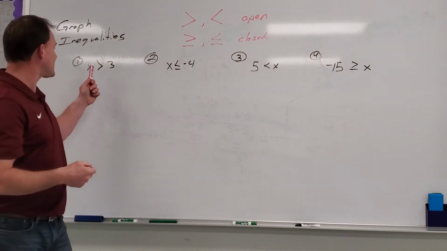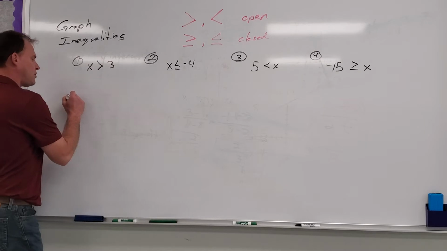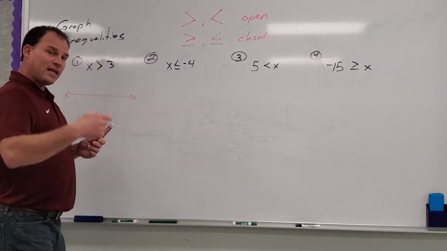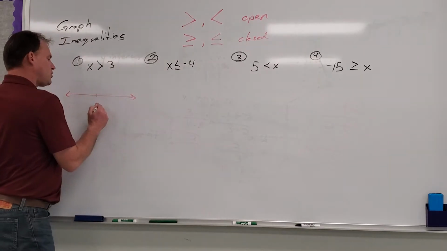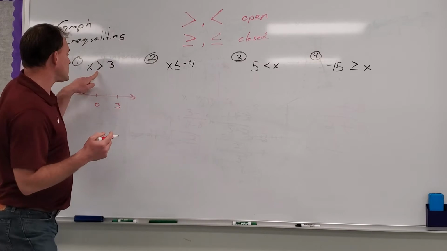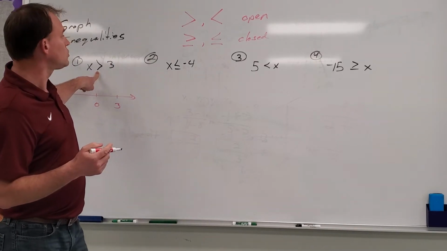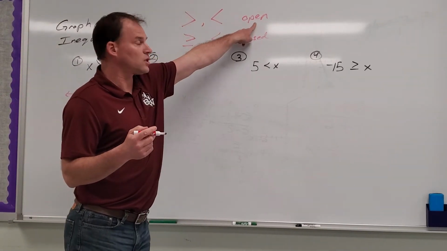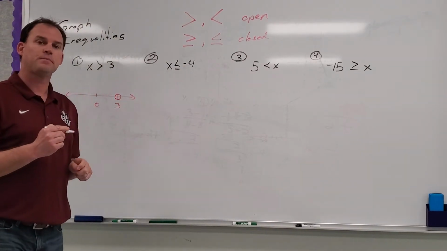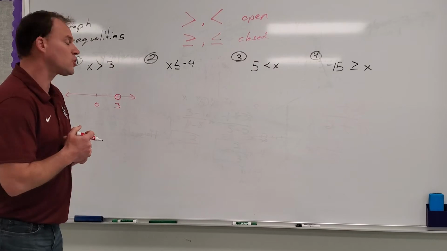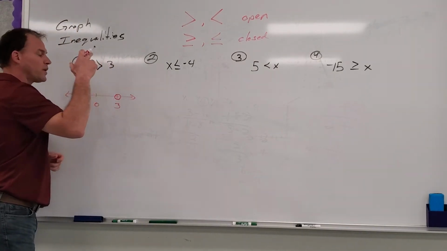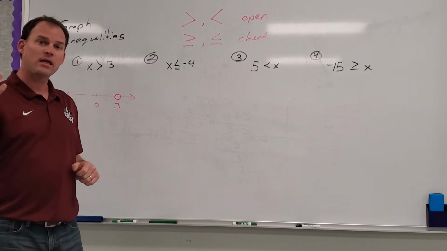So here we have X is greater than 3. So you have a little number line. What I need from you when you're graphing these, you put 0 on your number line, you put the number on your number line. So now, is this going to be an open circle or a closed circle? Well, it says right here, it is an open circle. So I'm going to put an open circle on the number 3. Next thing you need to determine is where are you shading? Well, X is greater than 3. Where are the numbers greater than 3?